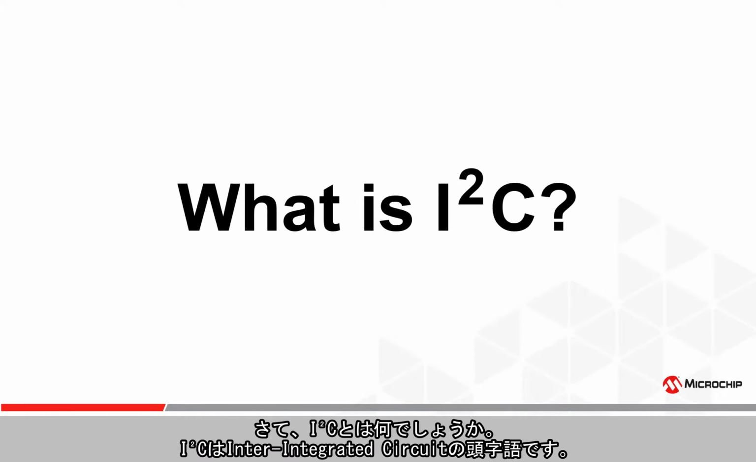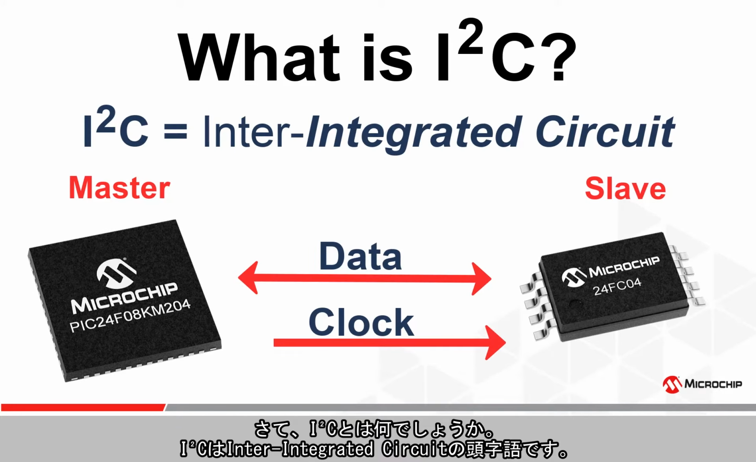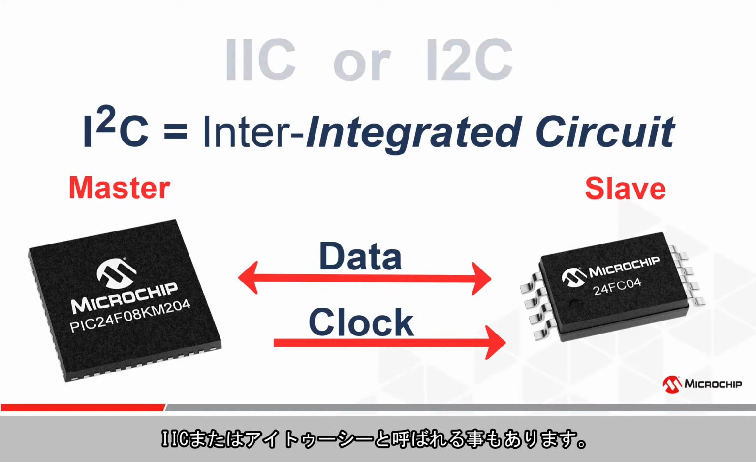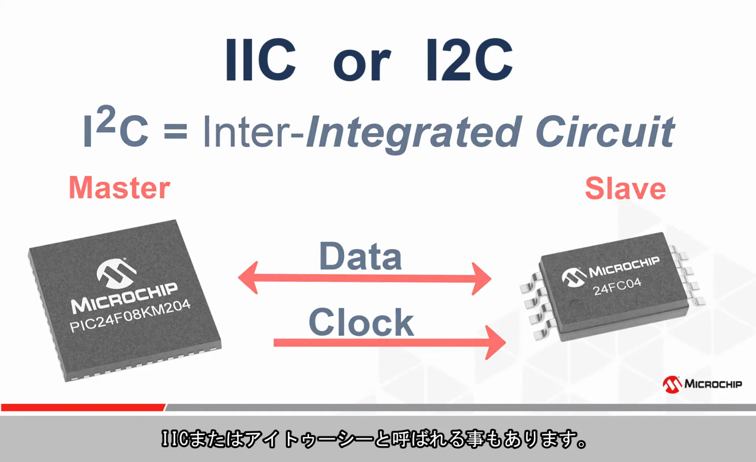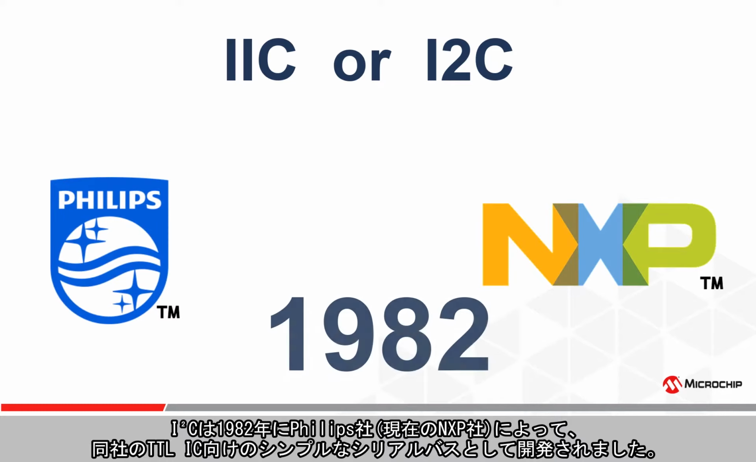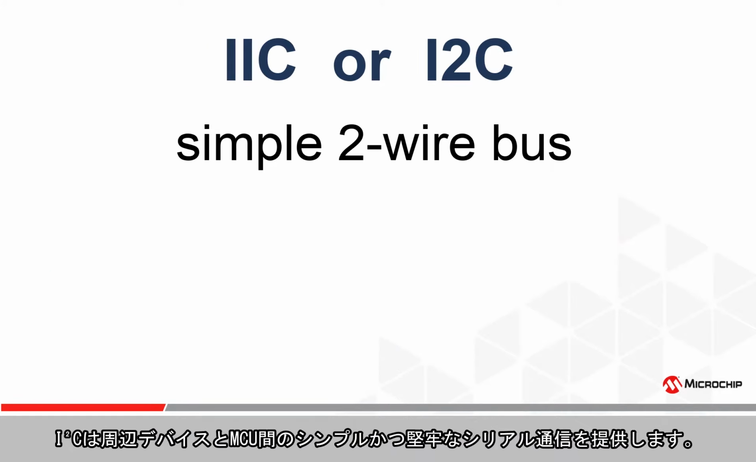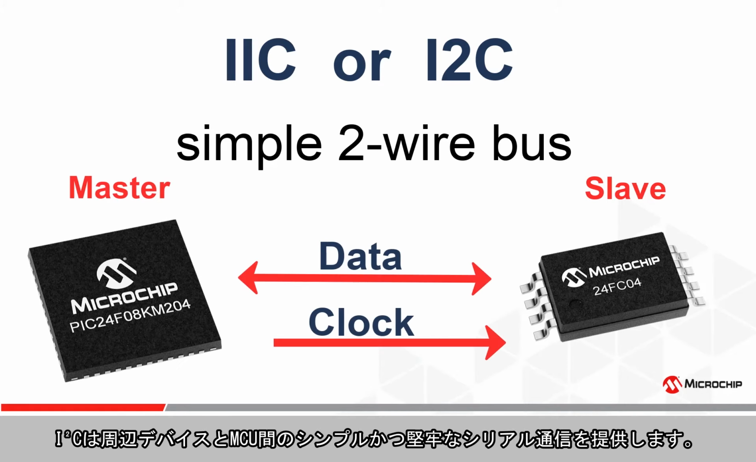So what is I2C? Well, I2C is an acronym for Inter-Integrated Circuit. It can also be referred to as IIC or I2C. I2C was created by Philips, now NXP, back in 1982 as a simple serial bus for their various TTL integrated circuits or ICs. It provides a simple and robust serial communication between a peripheral device and a microcontroller.